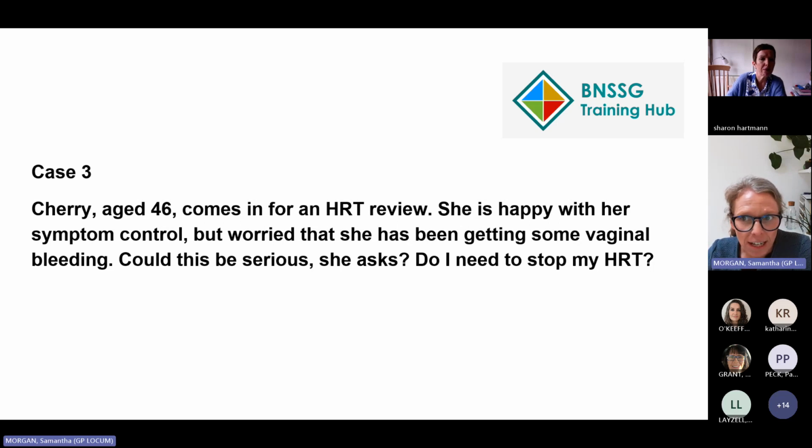So the next case is Cherry. She's 46 and she's come along for an HRT review and she's really happy with her symptom control. It's working beautifully for her, but she's feeling quite worried because she's been getting some bleeding and she's heard that bleeding could potentially be serious and she's really concerned that you're going to stop her HRT.